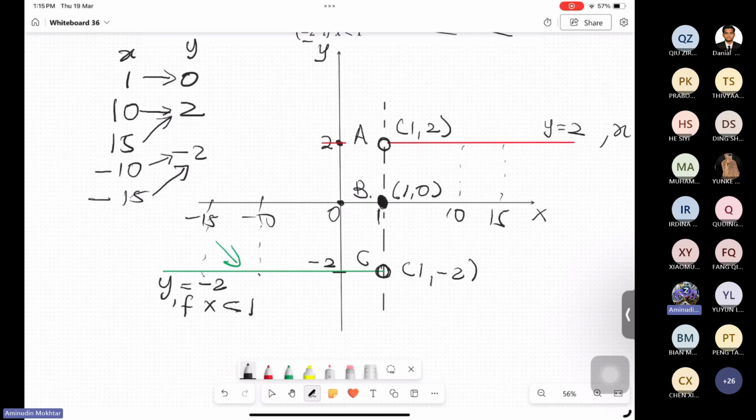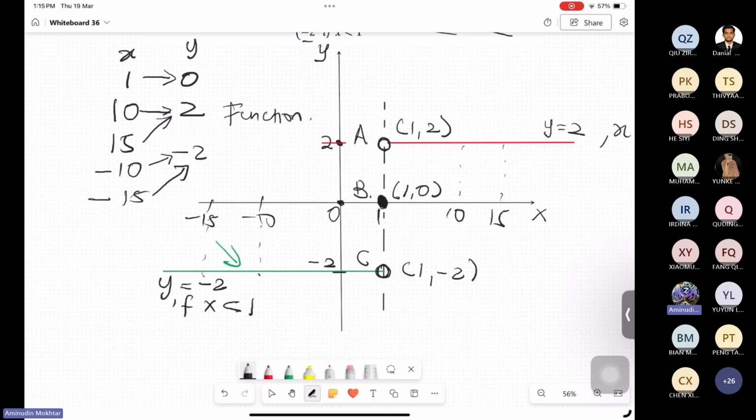For example, if x equals 10 and x equals 15, we get y equals 2. So for x itself, when x equals 10, it can only produce one output, 2. Same for 15, the only output is 2. So in this case, we can conclude that this relationship is a function.